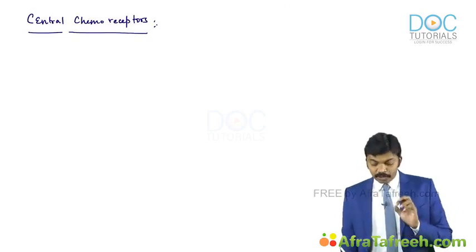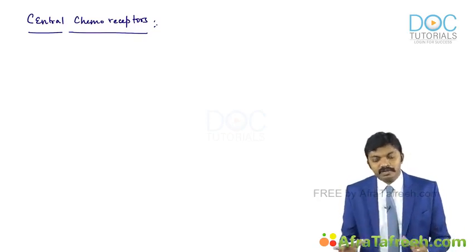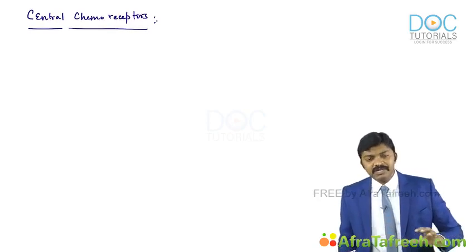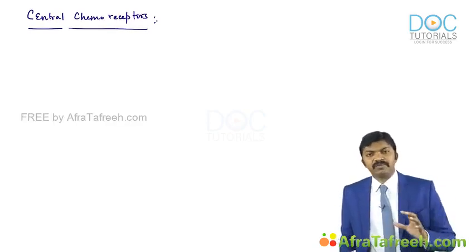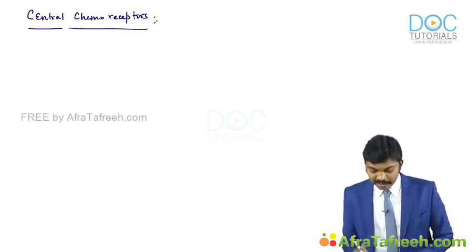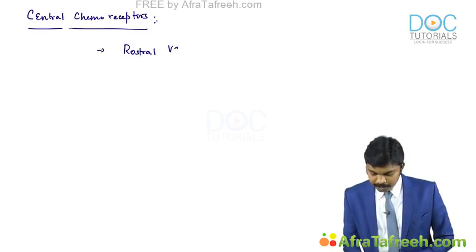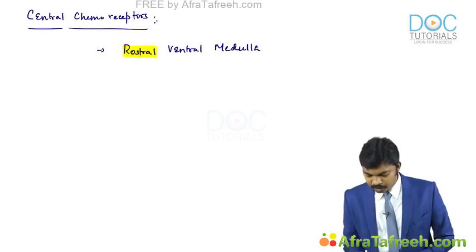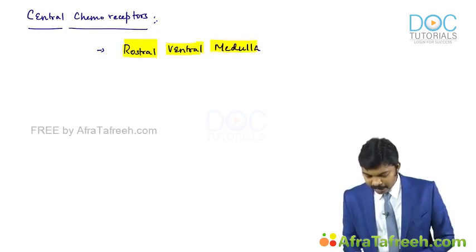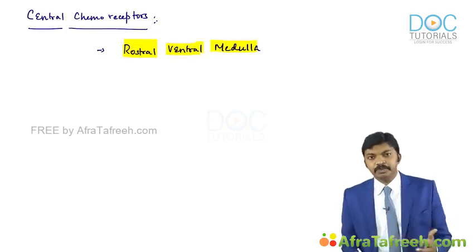Two points I want you to be familiar with, just to avoid confusion, doctors. Traditionally, and in the old school of textbooks, we have the evidence-based location of central chemoreceptors in the rostral ventral medulla. The location of the central chemoreceptor is the rostral ventral medulla, as per the evidence that has been published in textbooks.